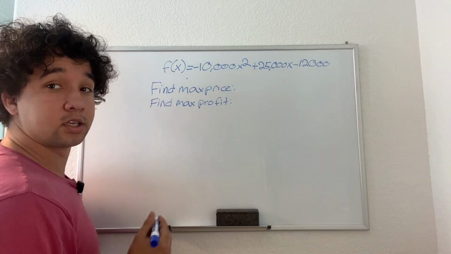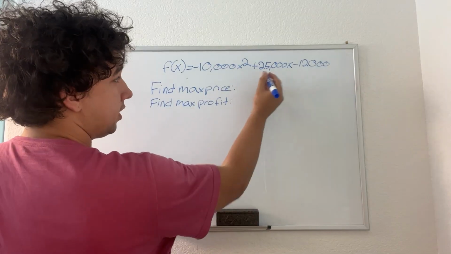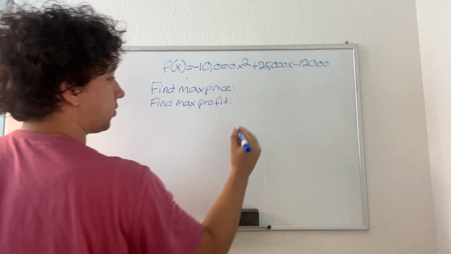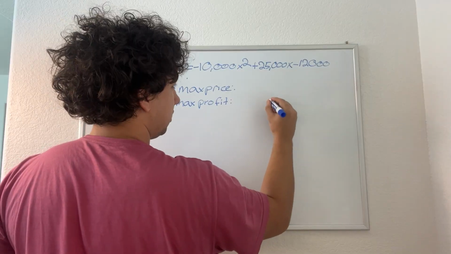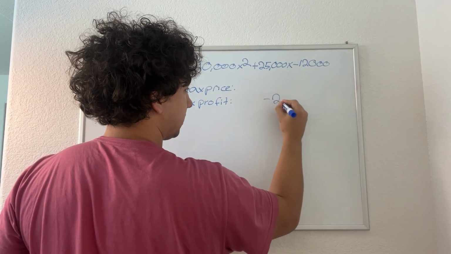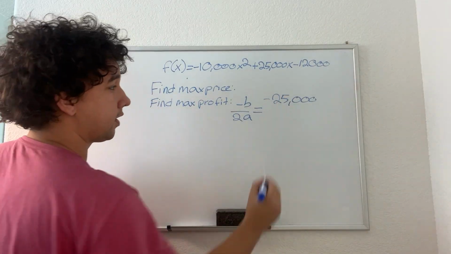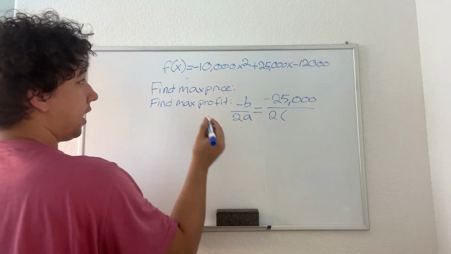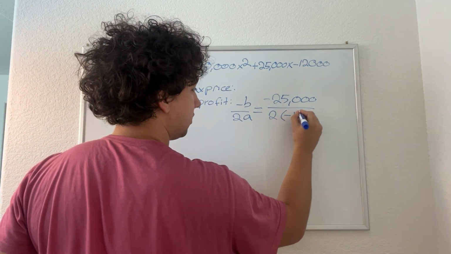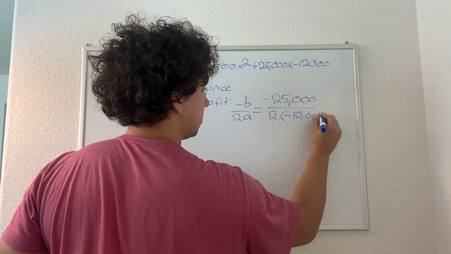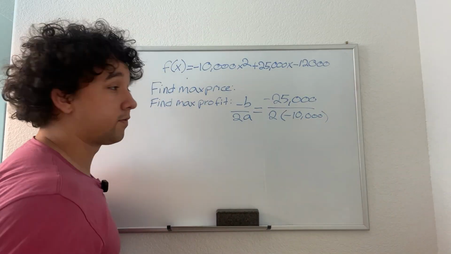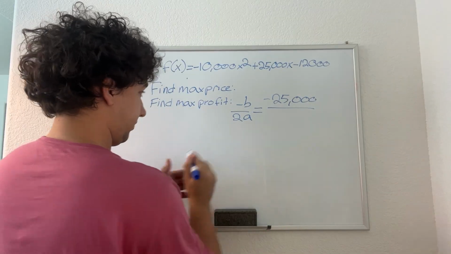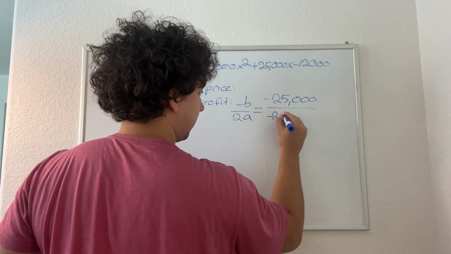So I'm gonna plug that into my formula, negative b over 2a. It goes in alphabetical order, so this is A, B, and then C. So B is 25,000, so negative 25,000, because it's negative B, negative 25,000 over 2 times A, which is negative 10,000. From here, I'm going to simplify and solve. So for starters, 2 times negative 10,000 is negative 20,000.